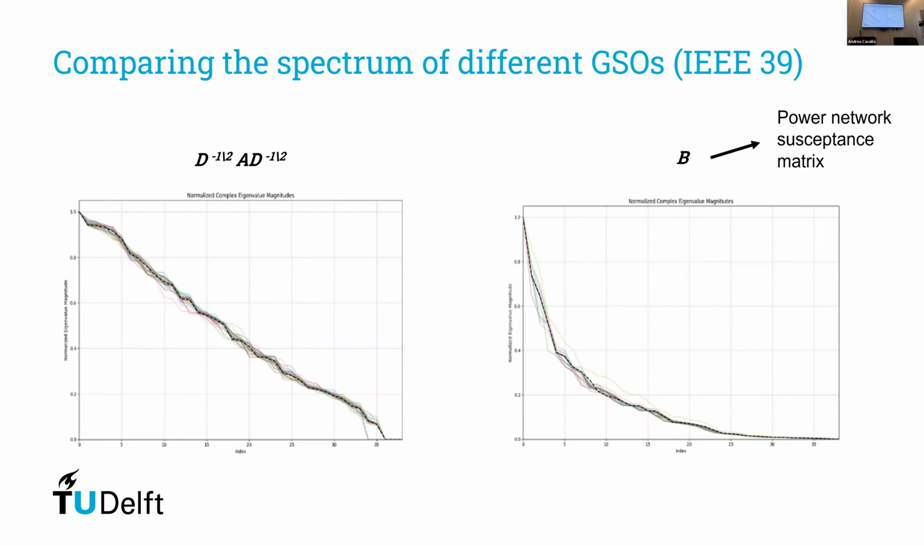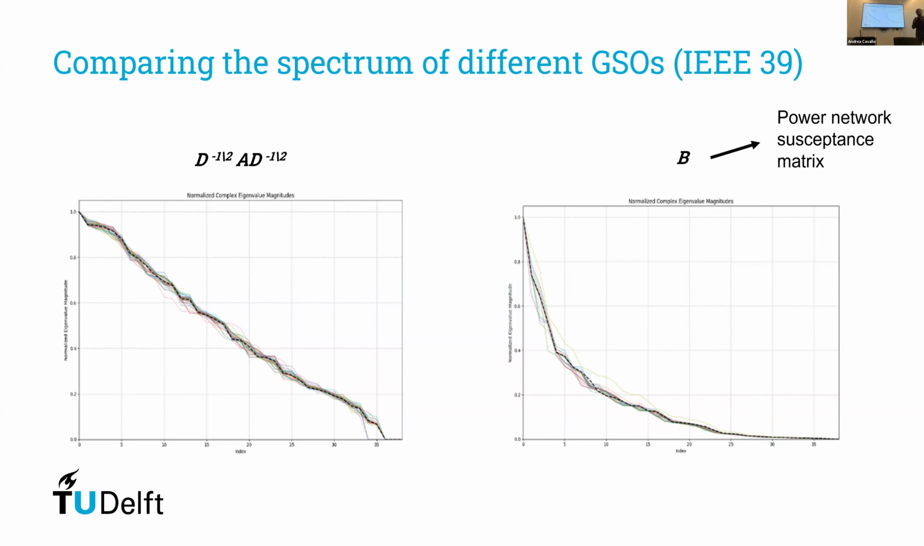What we are showing in this graph is two GSOs. The GSO that is popularly used in graph neural networks, for example, is the normalized adjacency matrix. And another GSO that can be used, for example, in power systems is the power network susceptance matrix, the B matrix. So what this plot signifies is, if you look at the spectrum of the normalized adjacency matrix for this power system, the IEEE 39 bus, it looks like this.